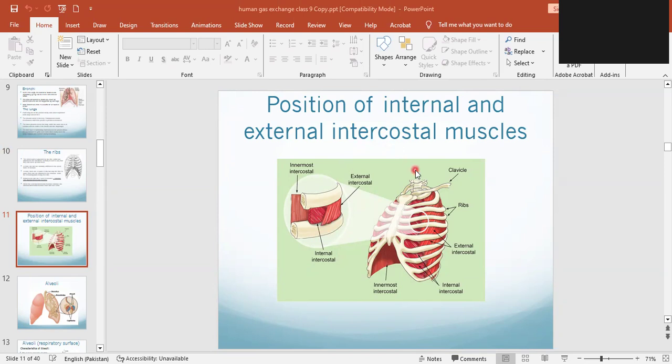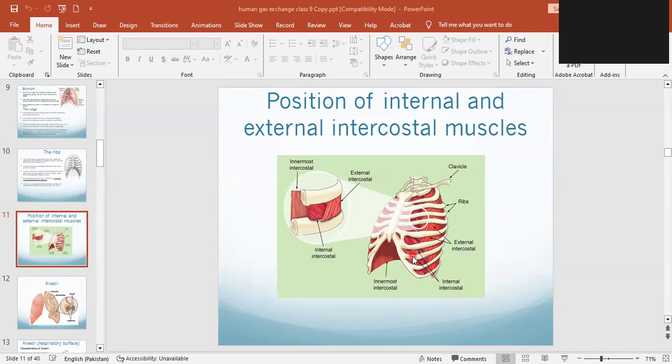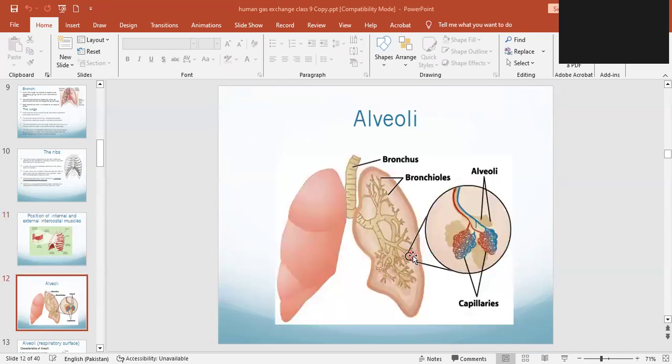All right. So these are the ribs. The ribs have some muscles present in between them, known as intercostal muscles. And the outer muscles are known as external, and the inner ones are known as internal. Okay. And underneath these lungs, you have a diaphragm.